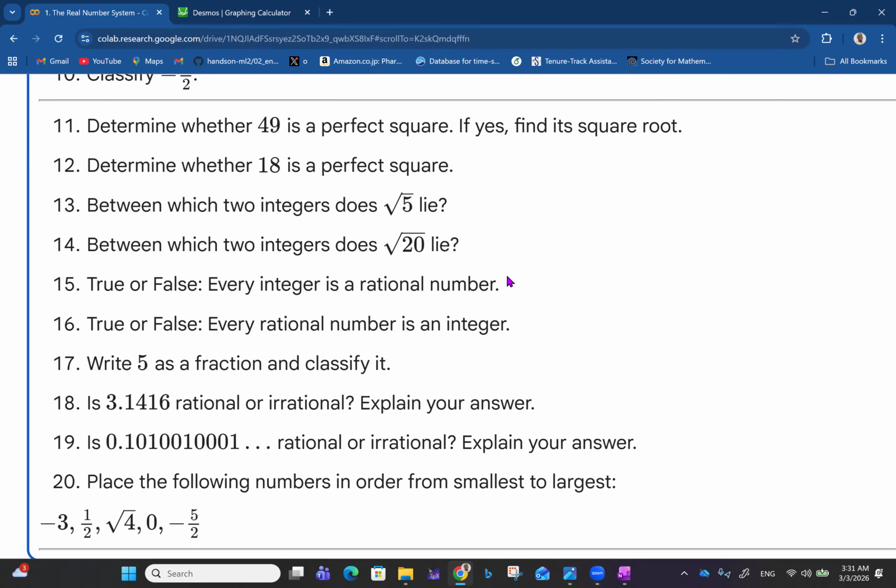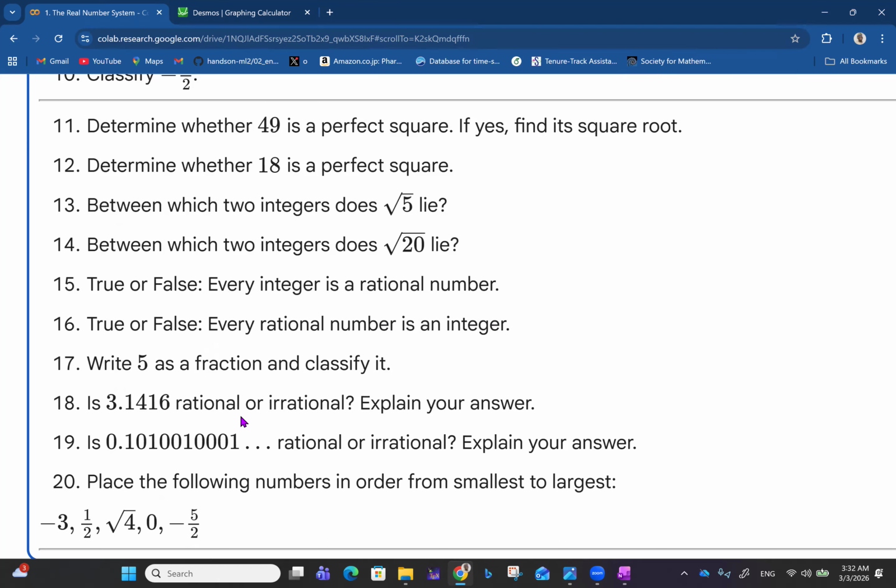Every integer is a rational number. Of course, true or false, every rational number is an integer. No. Every integer is rational, but not every rational number is an integer, because rational numbers can also be fractions like 3 over 2, 2 over 3, and so on. Write 5 as a fraction and classify it. Of course, 5 as a fraction is 5 over 1. So it is an integer and it is a rational number. It is also a whole number.